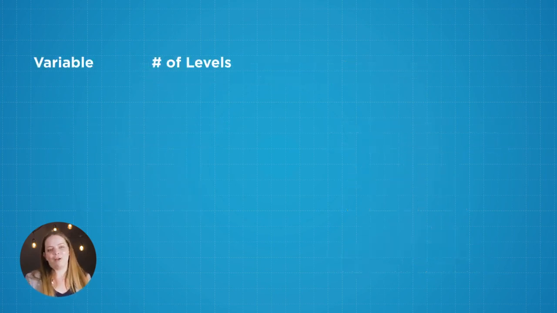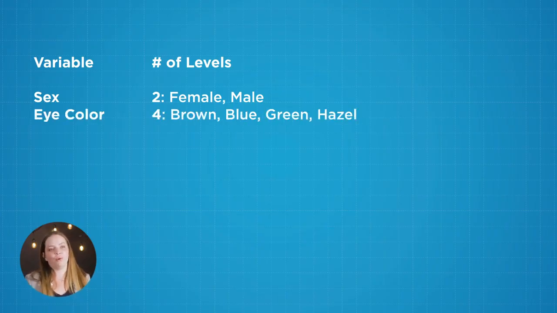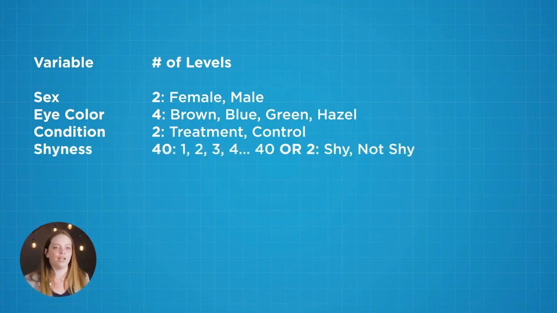Now, one last thing about variables is that variables should be distinguished from the level of the variable. So for example, the variable of biological sex has 2 levels, male or female. And eye color can have, let's say, 4 levels, where you have brown, blue, green, or hazel. Continuous variables also have levels, but they can have an infinite amount. So you can have a shyness score anywhere from 0 to 40 and anywhere in between there.